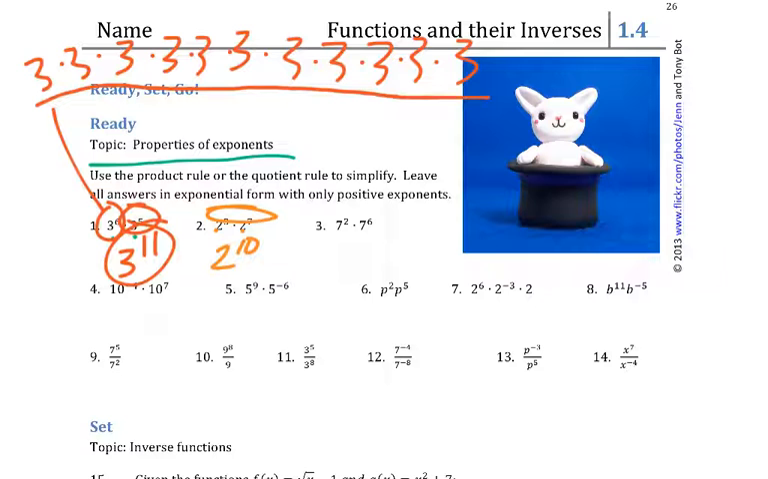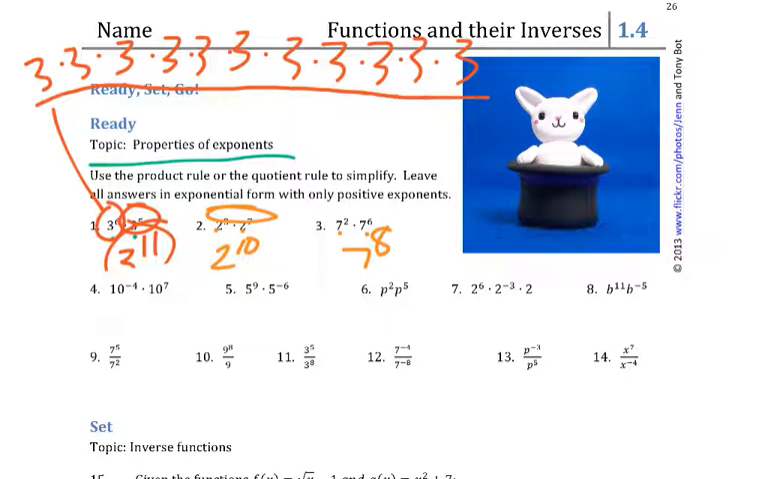Okay, and that's all we wanted to do. We didn't want to make it any different than that. Okay, now 7 and 7. 2 and 6, so it would be 7 to the 8th. Okay, next one, number 4, 10 to the negative 4, 10 to the 7th.